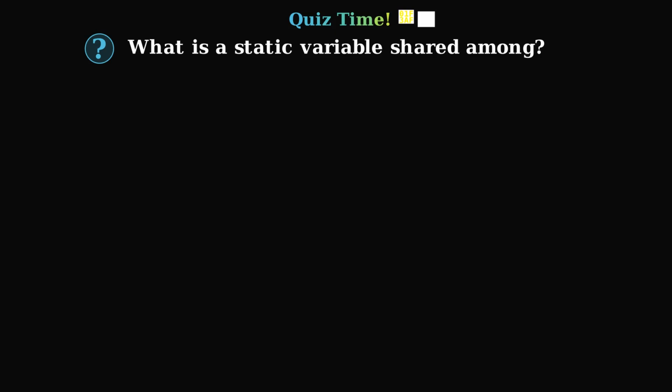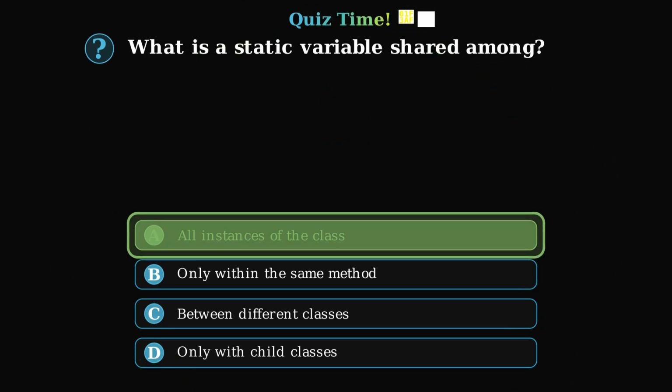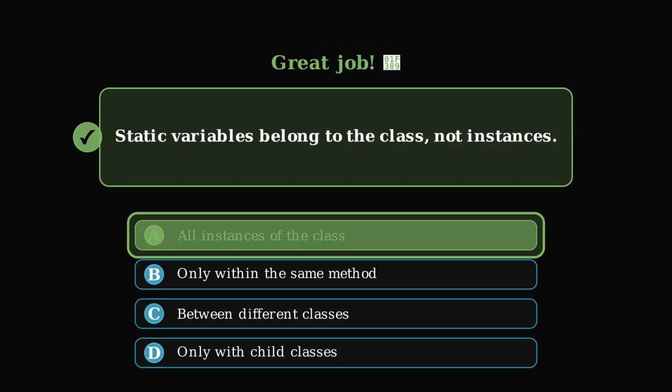Quiz time. Test your understanding. What is a static variable shared among? Which one is correct? The correct answer is static variables belong to the class, not instances.